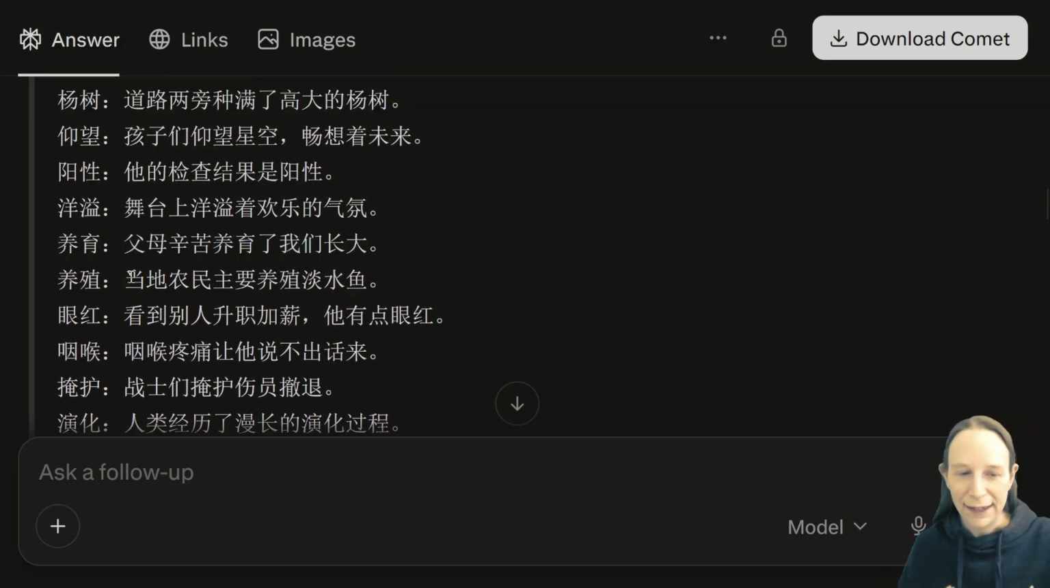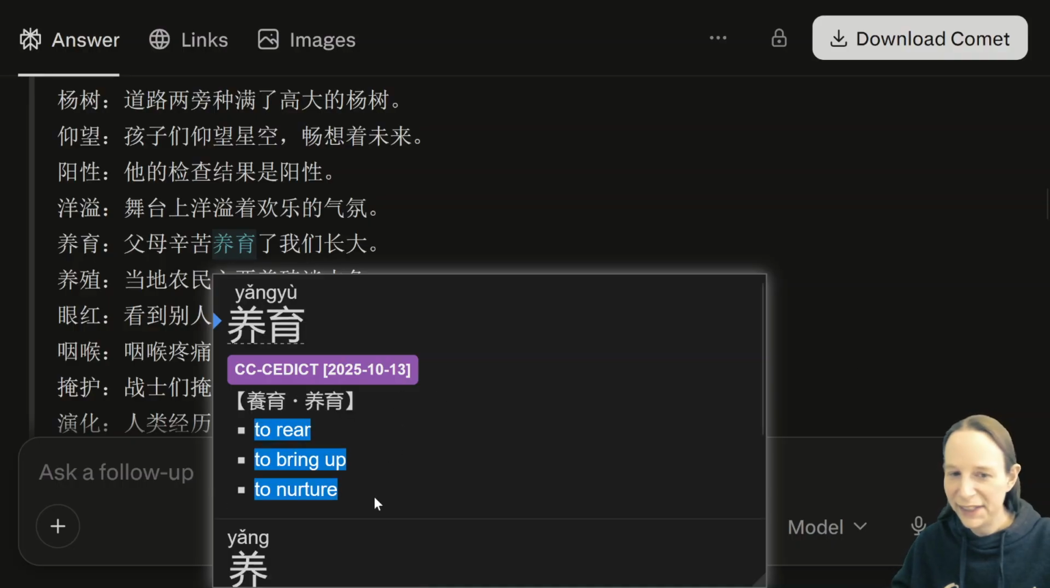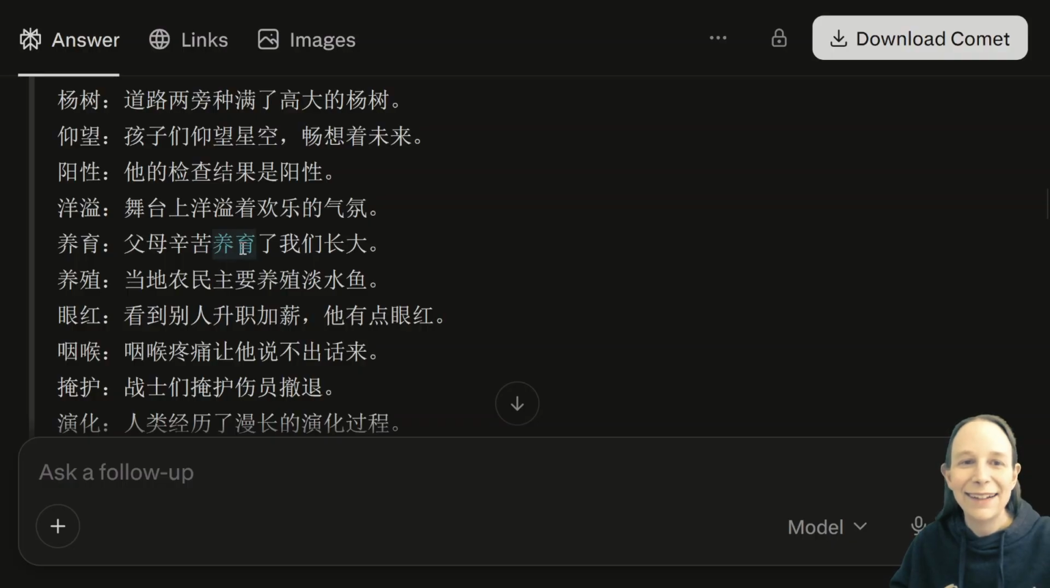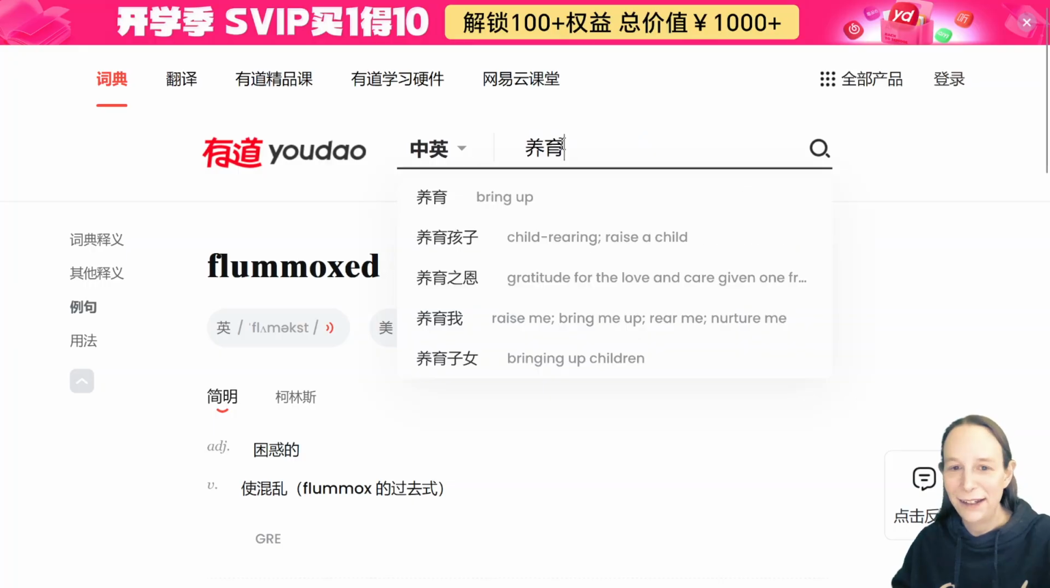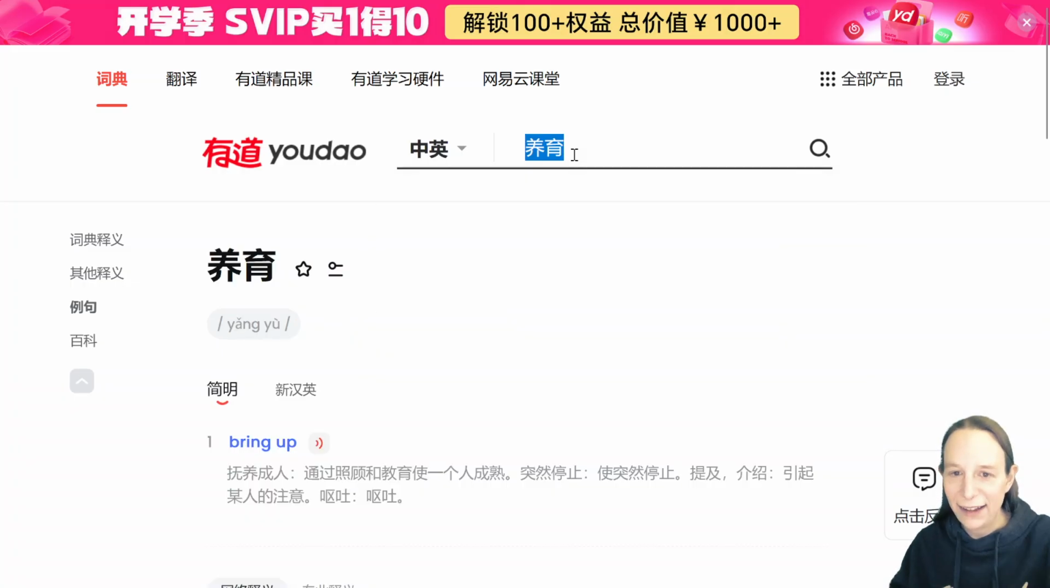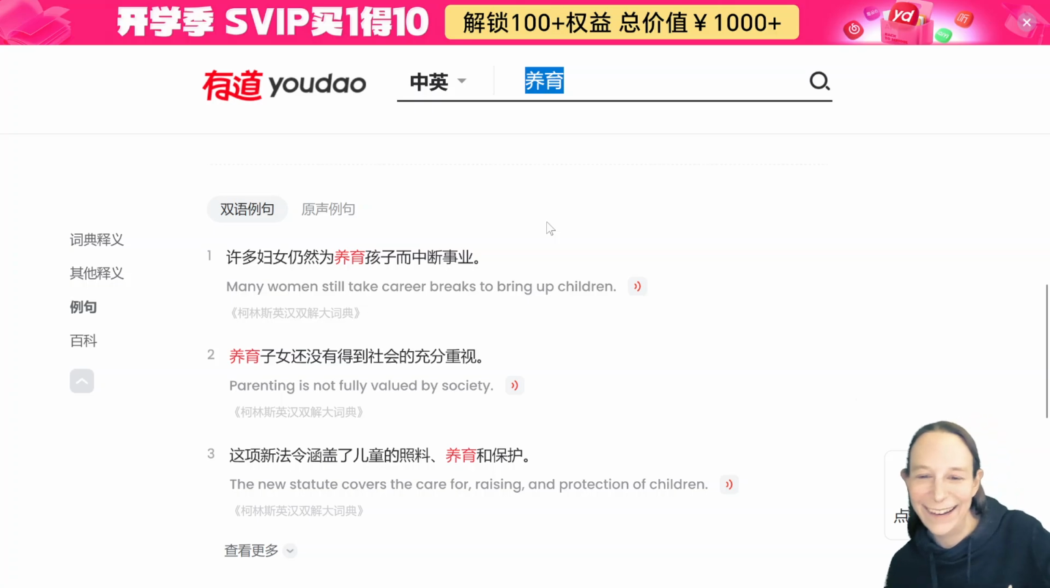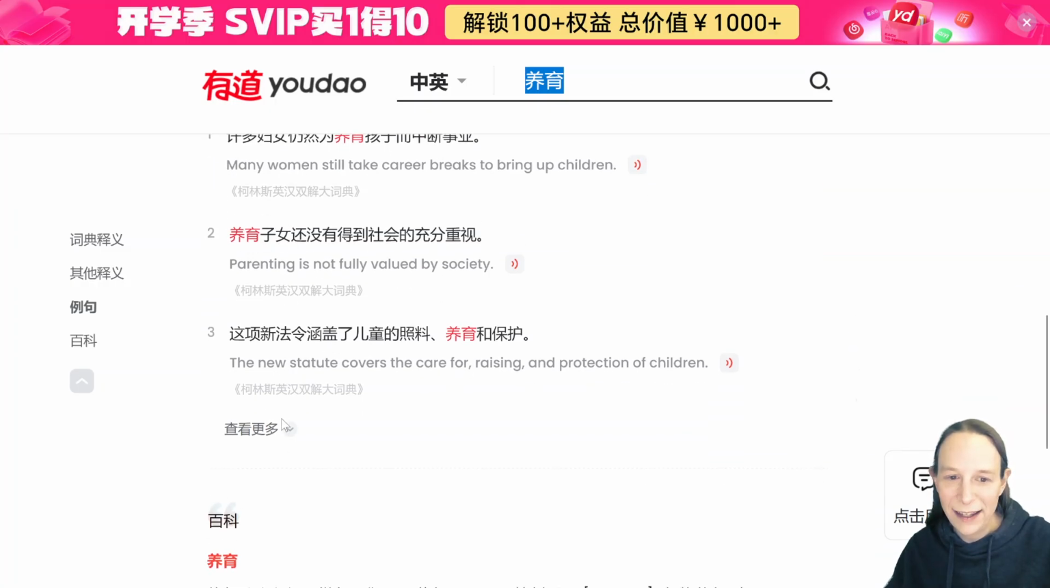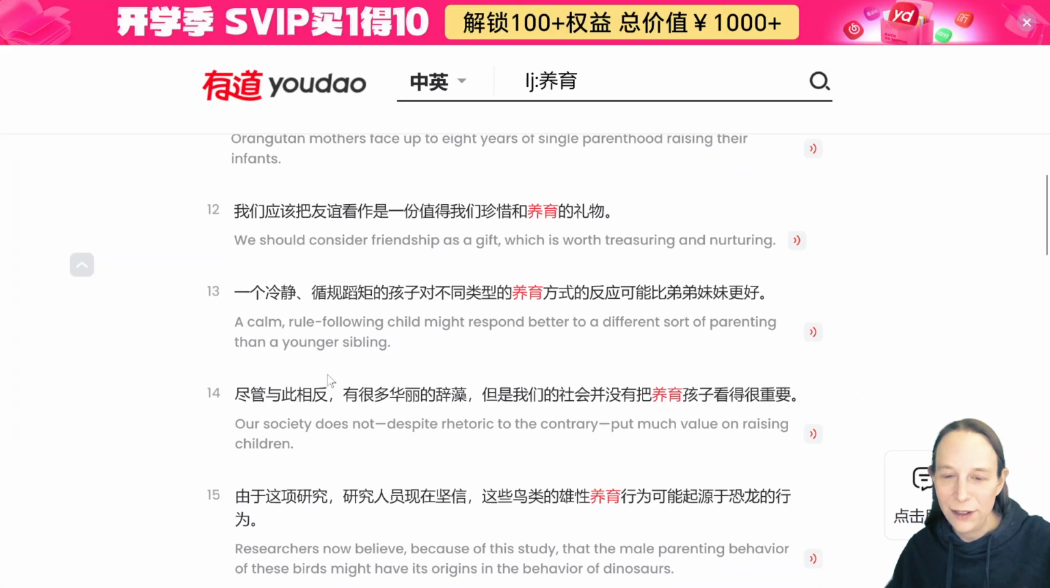养育, like raise, nurture, breed, such as to breed cattle or raise cattle, something. 父母辛苦养育了我长大. Oh, okay. So 养育, not just cattle. 养育, okay, so brought up me. 养育孩子. Oh, okay, so I should use it not for cattle, but children. All right. 养育. Okay, so bringing up, but children.